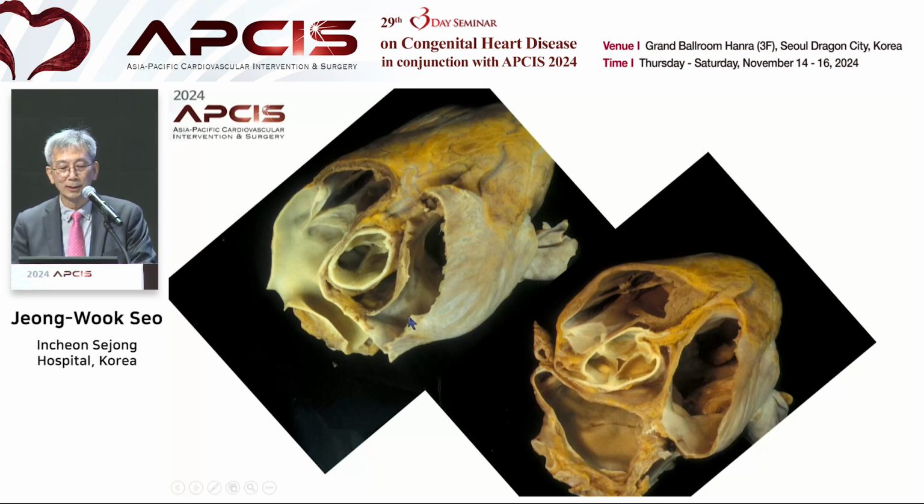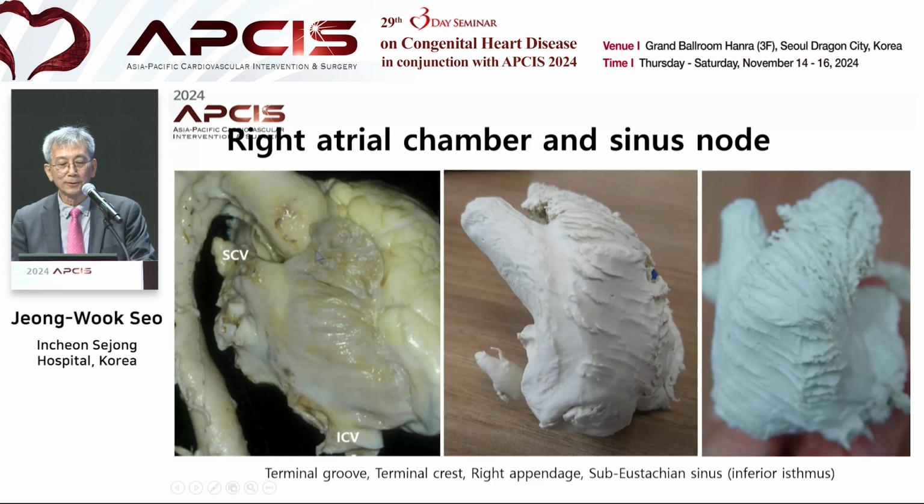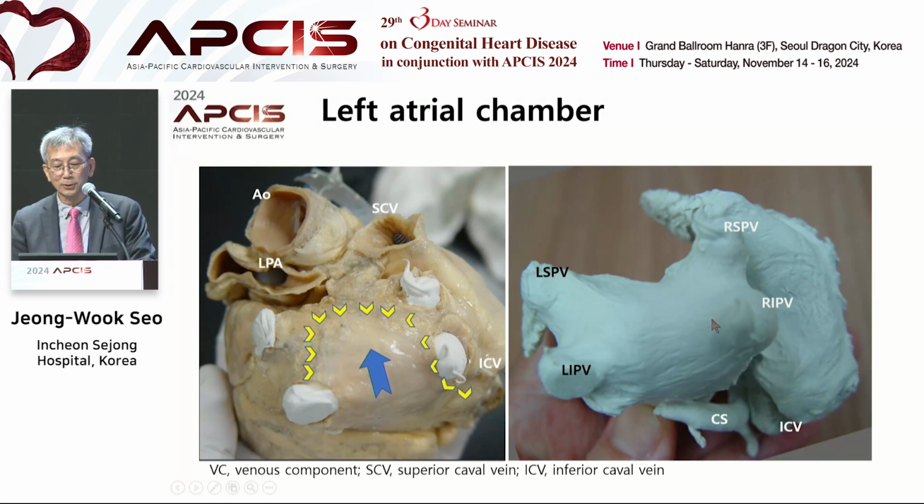So this is one way, but the most prominent thing we can see is the sulcus terminalis and crista terminalis. If you look from the right side, we can see the sulcus terminalis, and this is the sinus node. And inside of this heart, by making a cast of the atrial chamber cavity, we can see the crista terminalis, a very thick bundle of muscle tissue, which is one of the major pathways. And also the pulmonary vein structure.